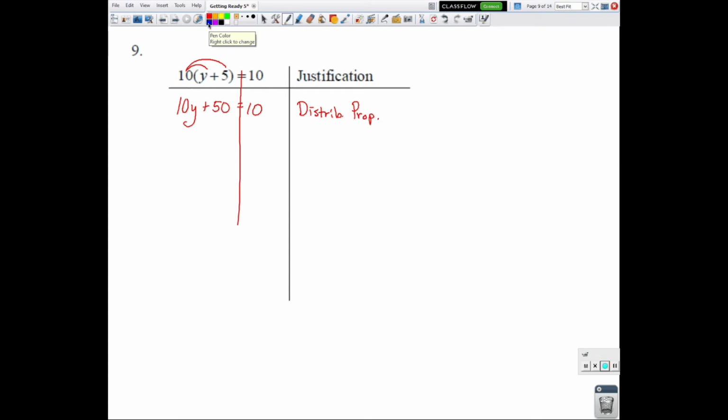Okay. Now we're looking at a plus 50. The opposite of plus 50 is to subtract 50 on both sides. So 10y equals negative 40. That's your subtraction property of equality.